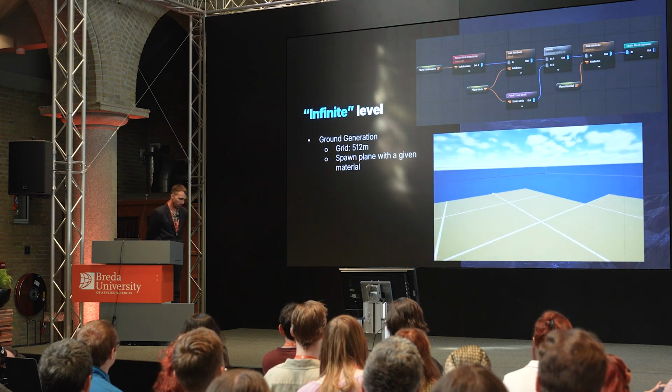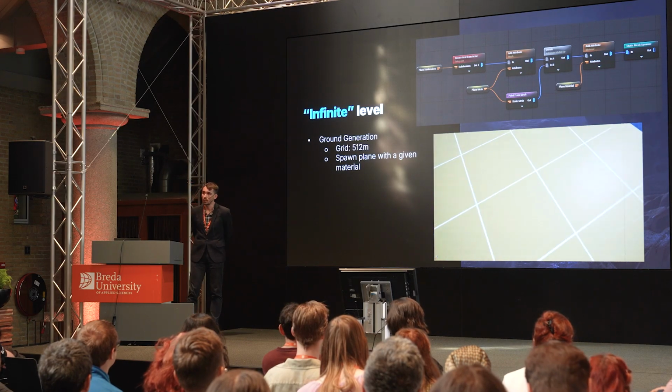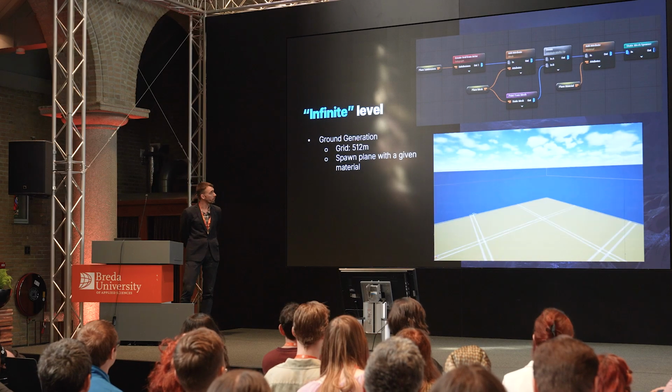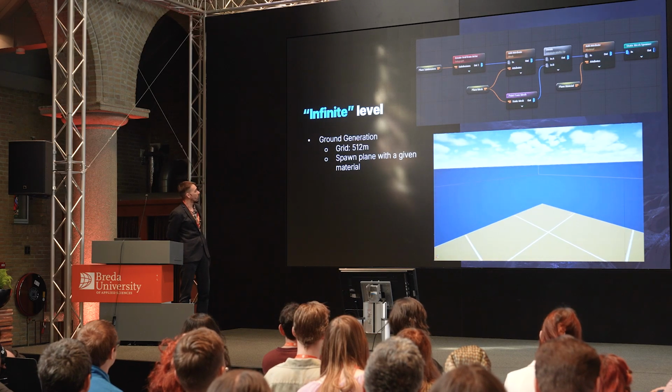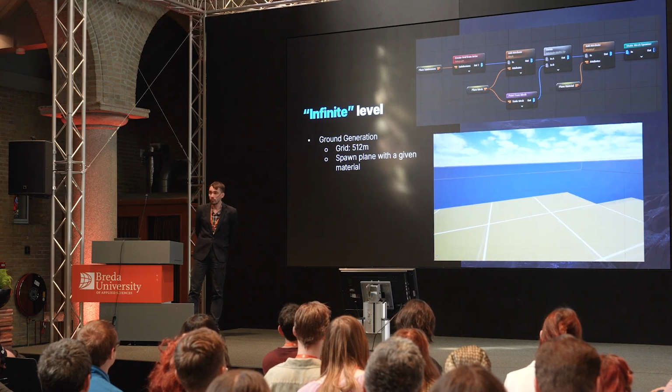All right, so very simple first graph. This is to generate a tile world where I'm just spawning planes and we have a given material on it. It will be on a grid of 512 meters. And you can see on the top, this is a very simple graph.